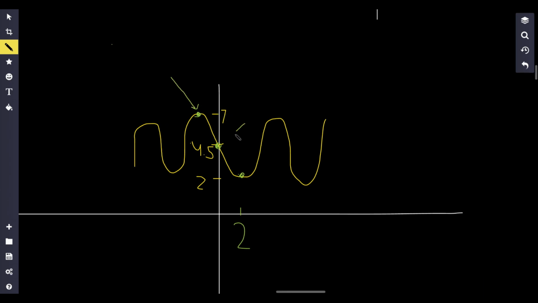equal to 7, our middle point is at y is equal to 4.5, and our minimum point is at y is equal to 2. And let's say that the distance from one critical point to the next critical point is 2. What is the equation of this function?